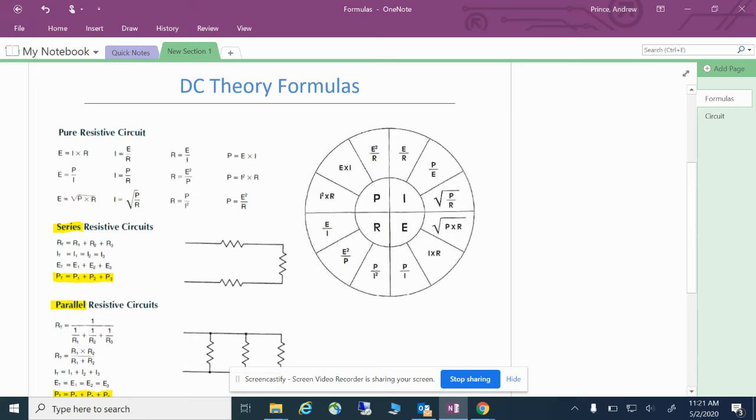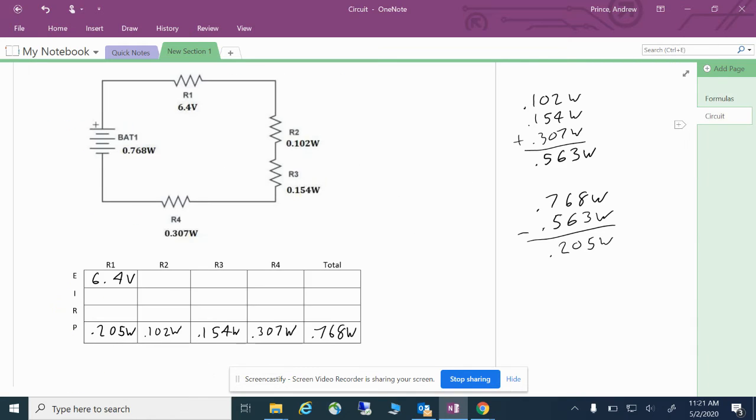So if we're looking for the current, let's go ahead and start off with that. We can find that with this formula here. So I equals P divided by E. We'll go ahead and use that one. I equals P divided by E. We have P and we have E, so we're going to find I.